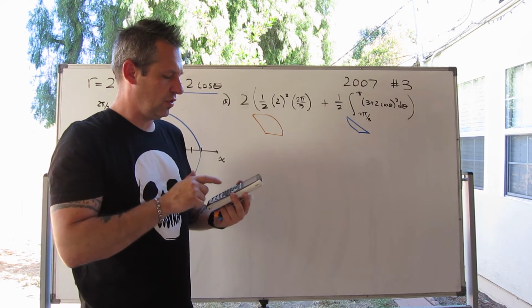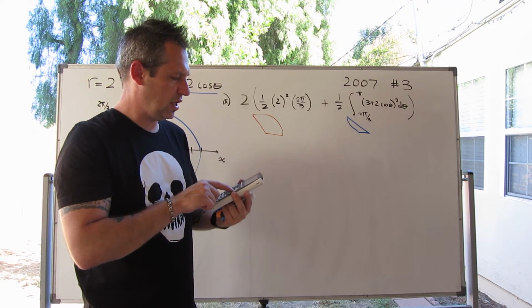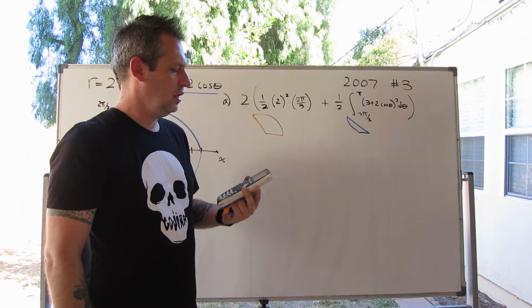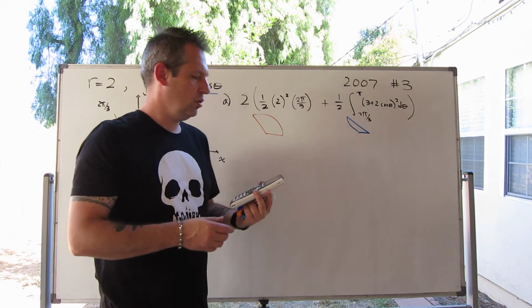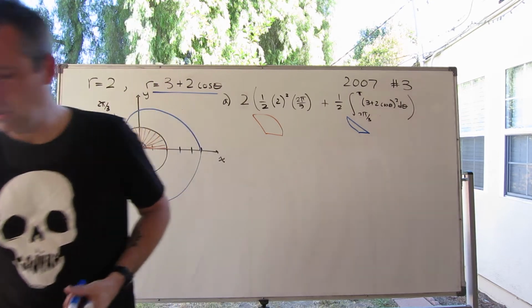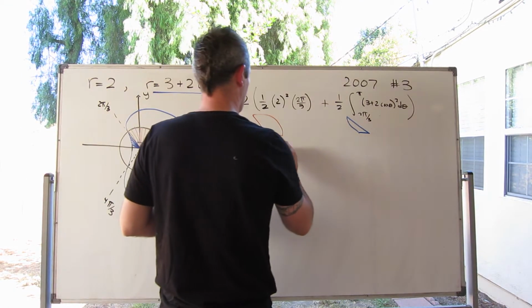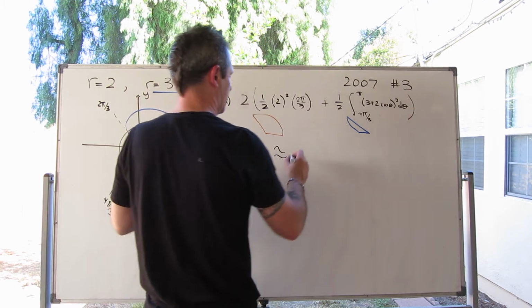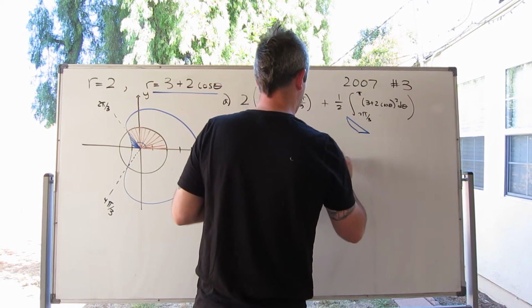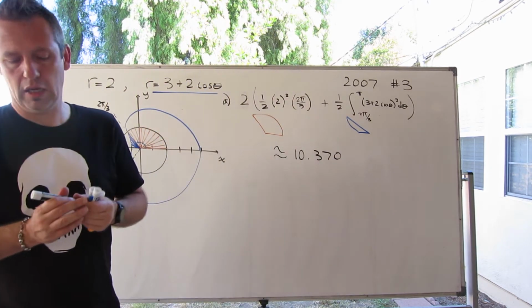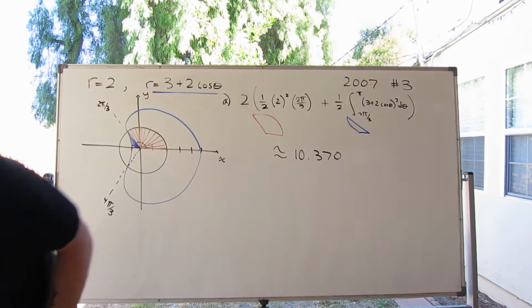And I just want to make sure that I'm in the right mode, so I'm going to go in and check I am in the right mode. So then I'll just hit enter, and I get 10.3704. The area is approximately 10.370, and that is my final answer.